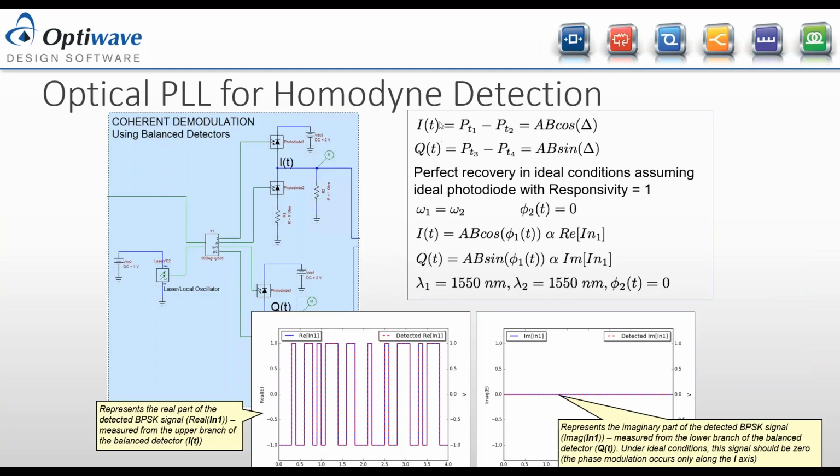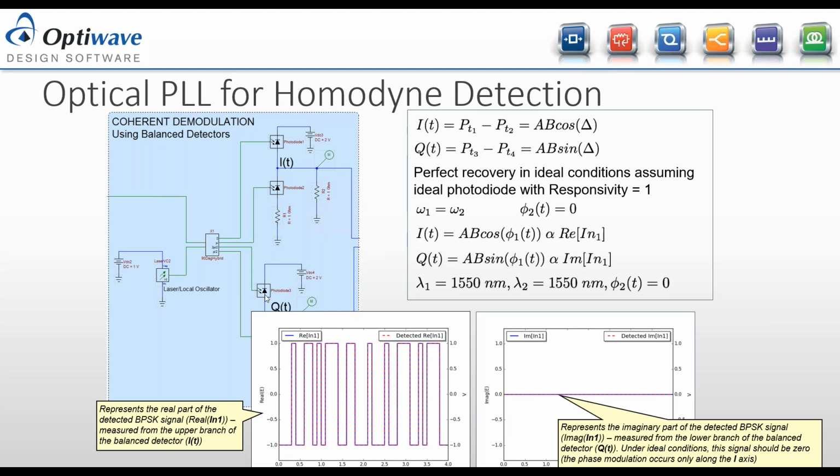Now what happens at the detector is, you can see when we subtracted the two equations together, we end up with an A times B times cosine term and then a sine term. However, if the frequencies are the same and there's no phase difference, then the output in each arm is proportional to the real and imaginary parts of the incoming signal.